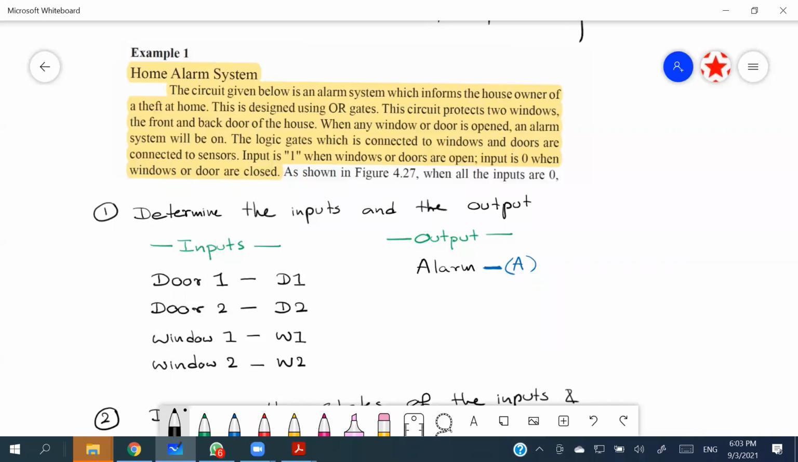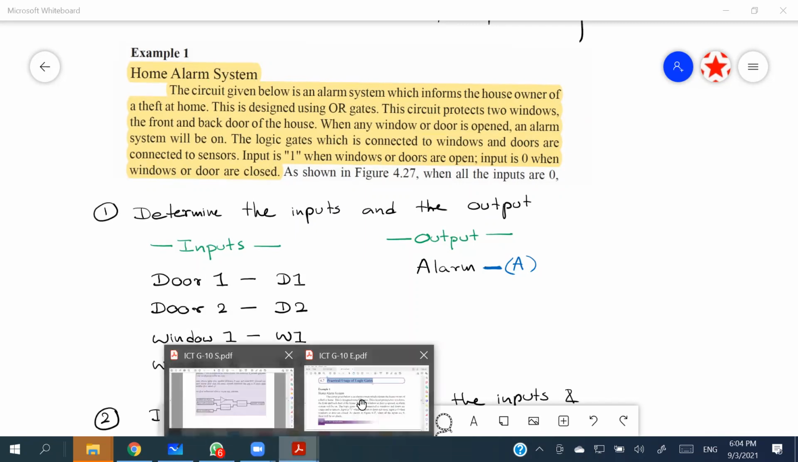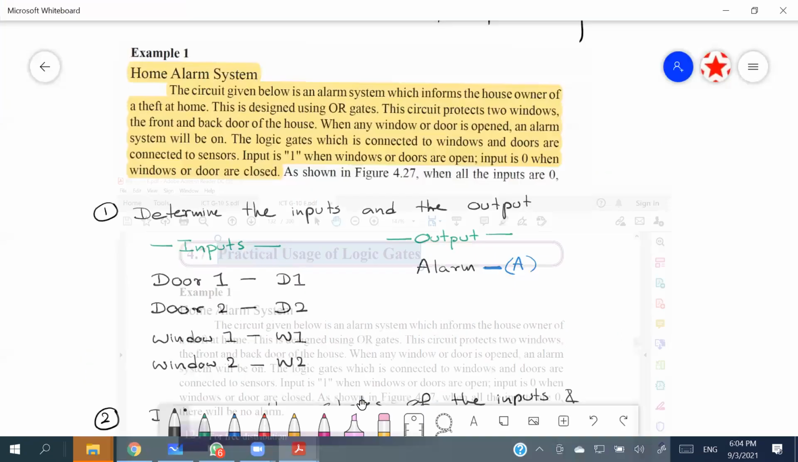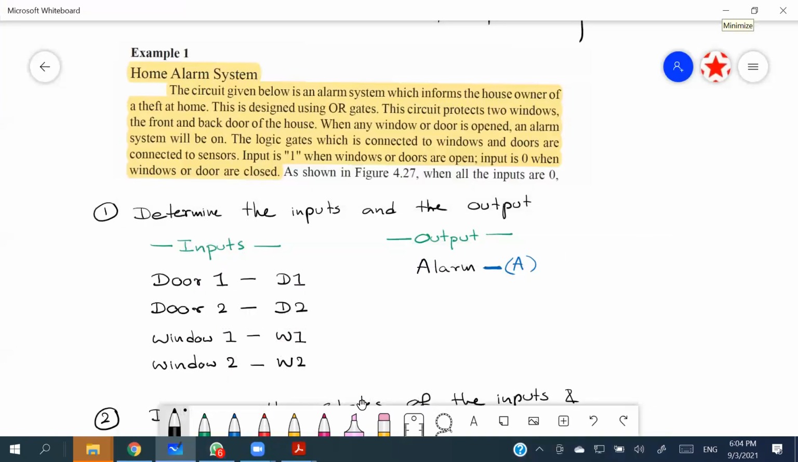I'm going to move the screen from time to time, so you may copy it as quickly as possible. So we have to write this paragraph? Yes, you have to do that. Have this heading first, practical usage of logic gates, that will be your heading. Then after you have to write this paragraph and only the highlighted area.